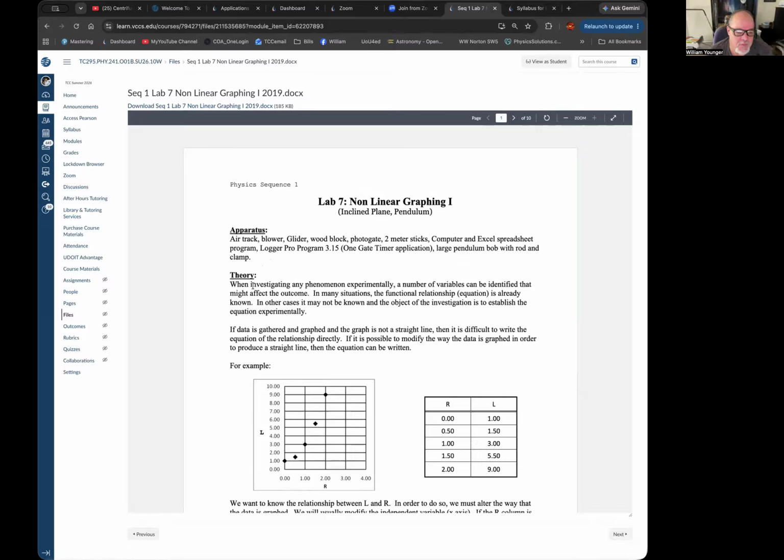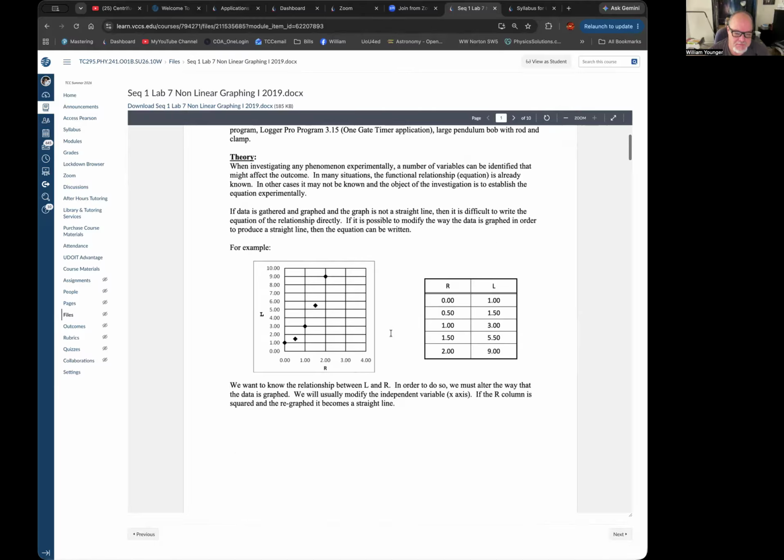The theory is when investigating any phenomena experimentally, a number of variables can be identified that might affect the outcome. In many situations, the functional relationship or equation is already known. In other cases, it may not be known, and the object in the investigation is to establish the equation experimentally. The data is gathered and then graphed, and if the graph is not a straight line, then it's difficult to write an equation of the relationship directly. If it's possible to modify the way the data is graphed in order to produce a straight line, then the equation can be written that way.